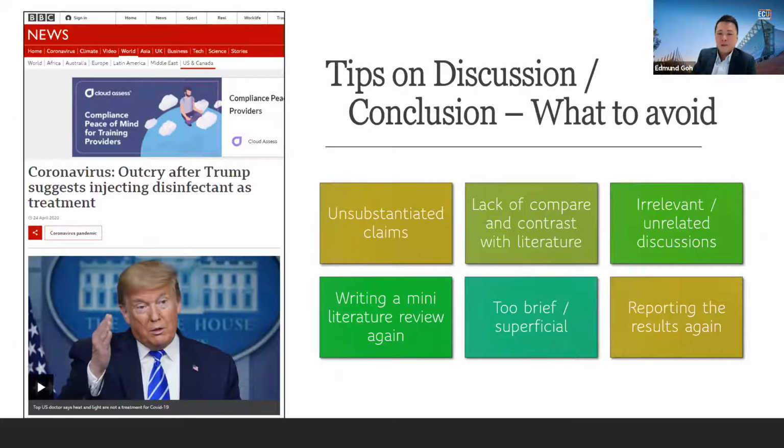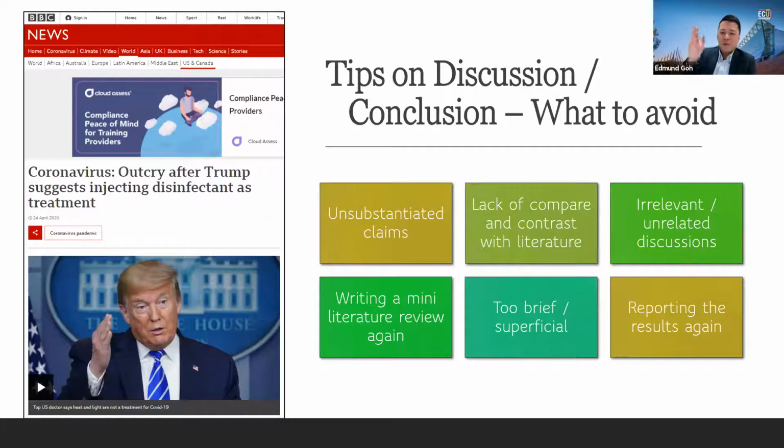Okay. All right. Of course, being too brief and superficial, that's once again, don't do the "this is what someone did, who did what, and said what approach." All right. Compare and contrast. Yep. And reporting the results again. And this is something we see quite common.